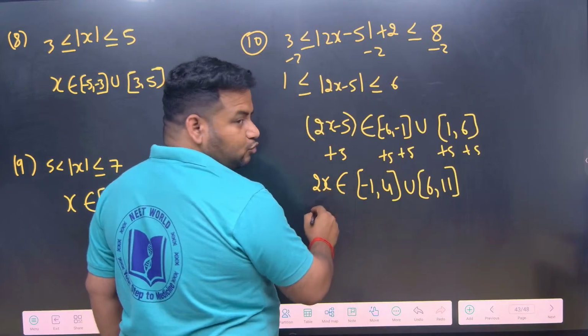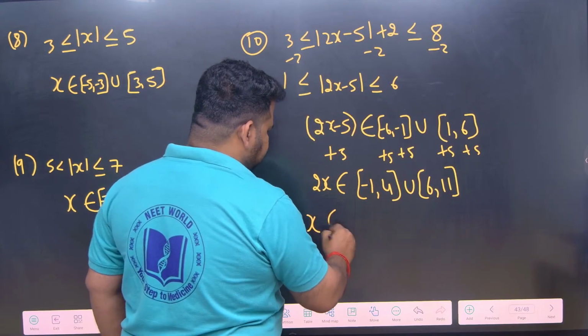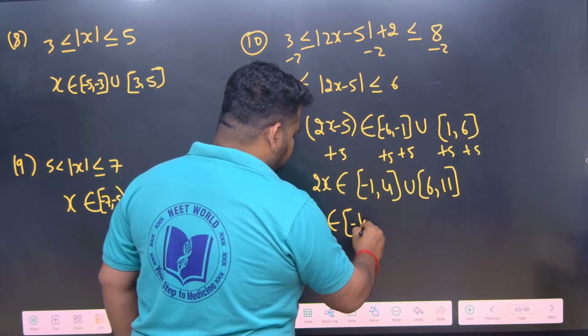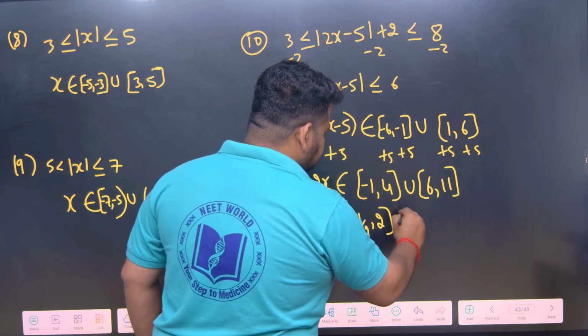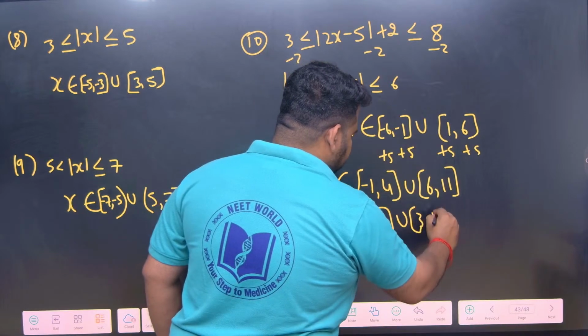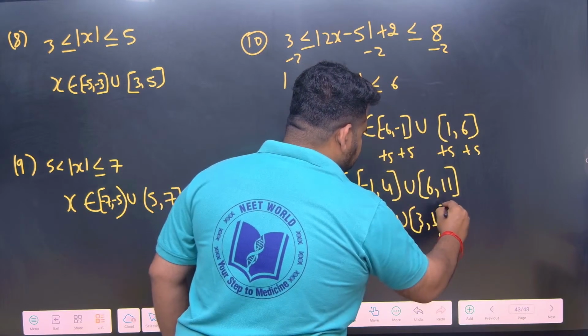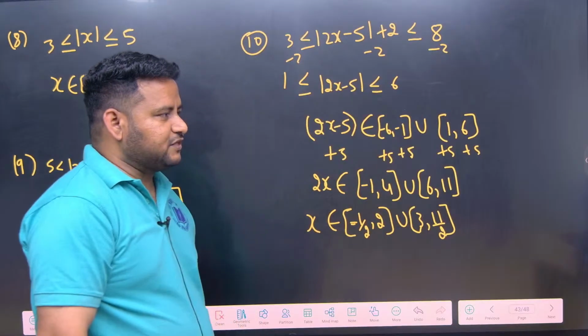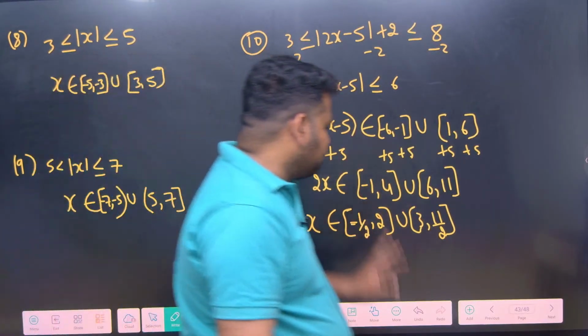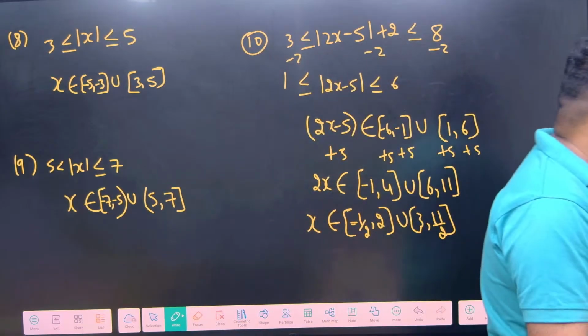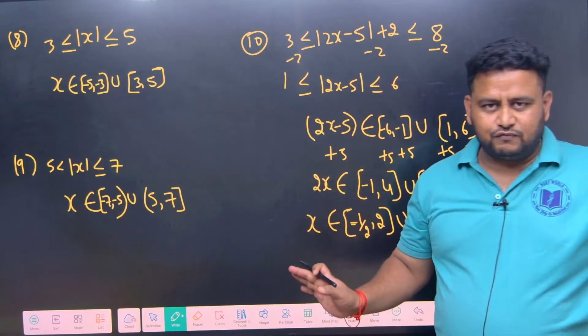Now I don't want 2x, I want x. So x belongs to [−1/2, 2] union [3, 11/2], everything under closed interval. Clear? Everything under closed interval. Clear friends? So that's all we have to do for this question.